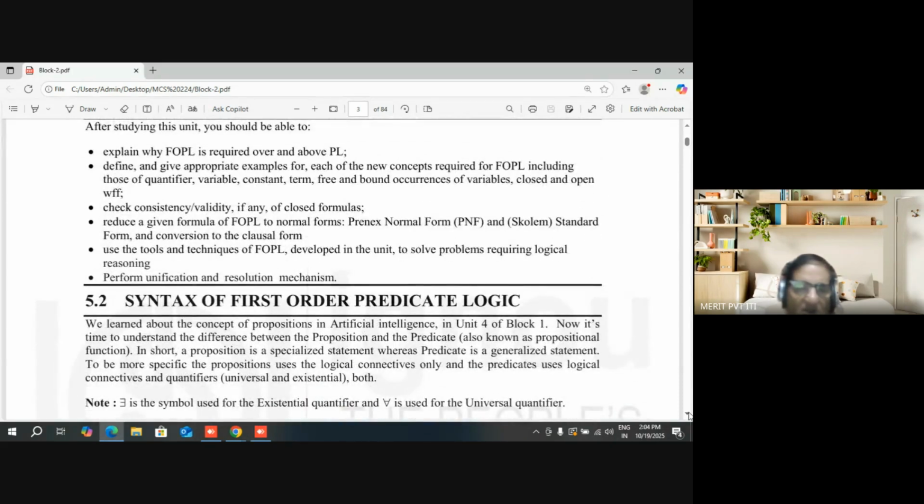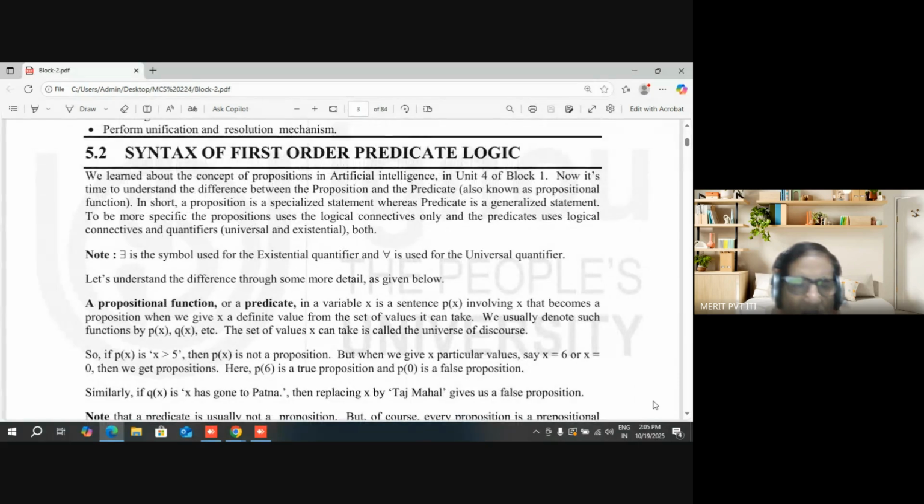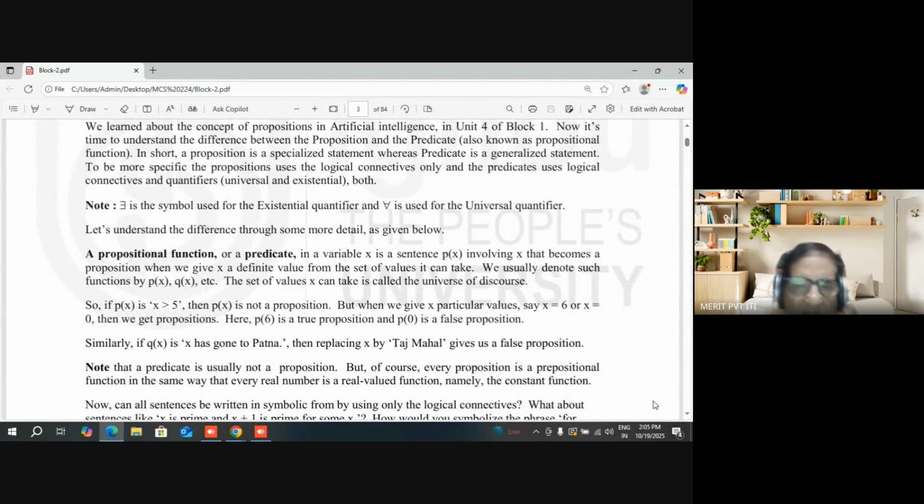That's the syntax of first order predicate logic. This is the symbol used for the existential quantifier, this is used for the universal quantifier, for all, and this is for one. Let us understand the difference through some more. A predicate is a function in a variable x, a syntax P(x) involving x, that becomes a proposition when we give x a definite value from the set of values it can take.